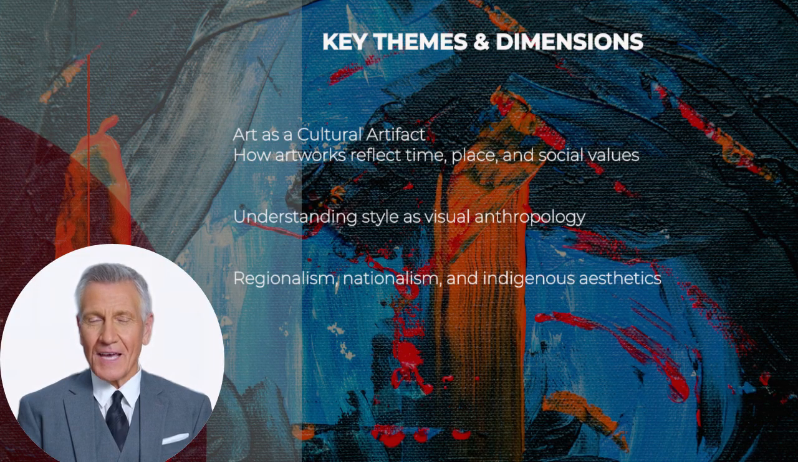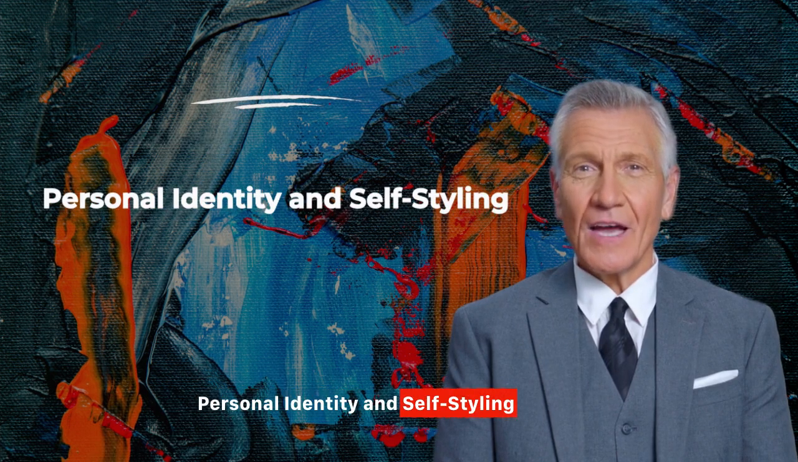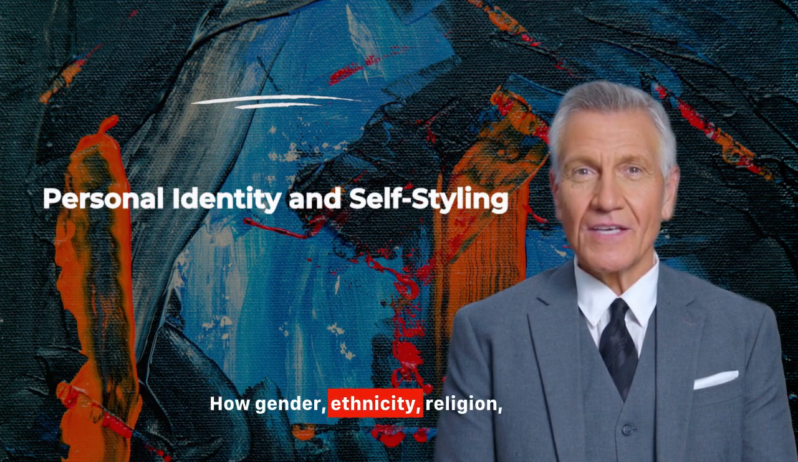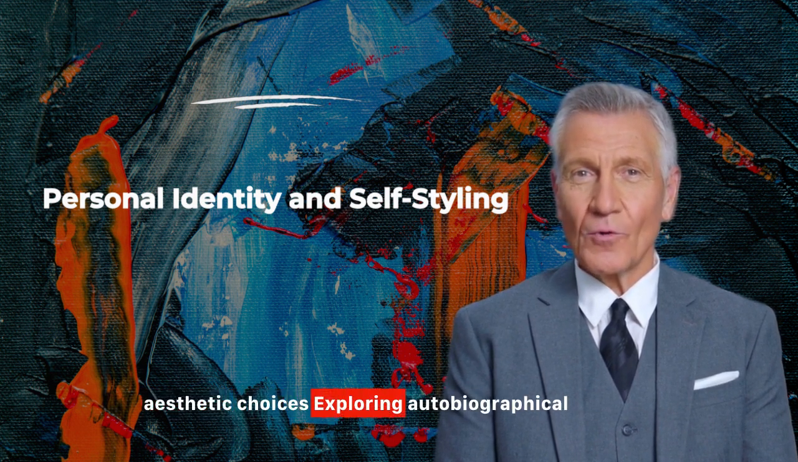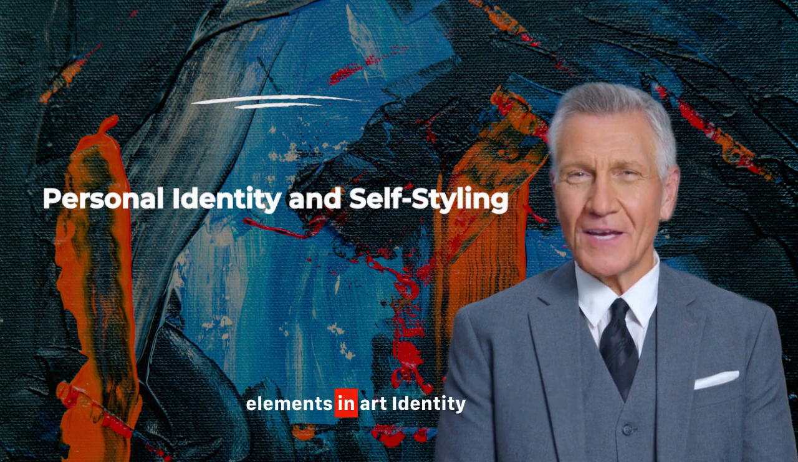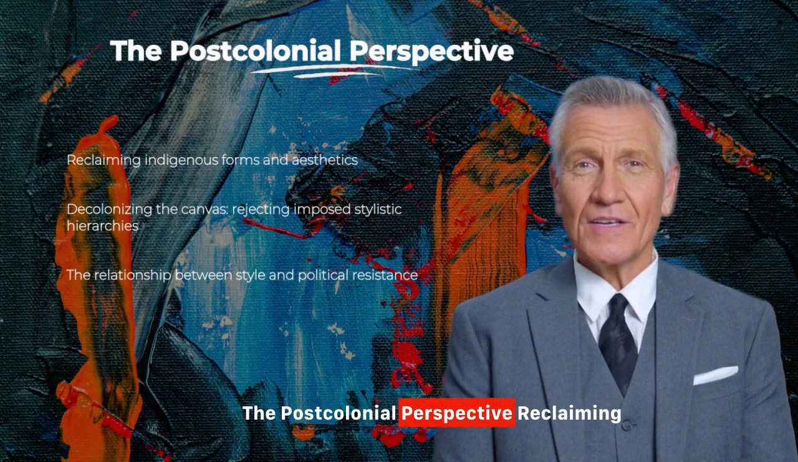Key themes and dimensions. 1. Art as a cultural artifact. How artworks reflect time, place, and social values, understanding style as visual anthropology, regionalism, nationalism, and indigenous aesthetics. 2. Personal identity and self-styling. How gender, ethnicity, religion, and personal history influence aesthetic choices, exploring autobiographical elements in art, identity as performance and medium.